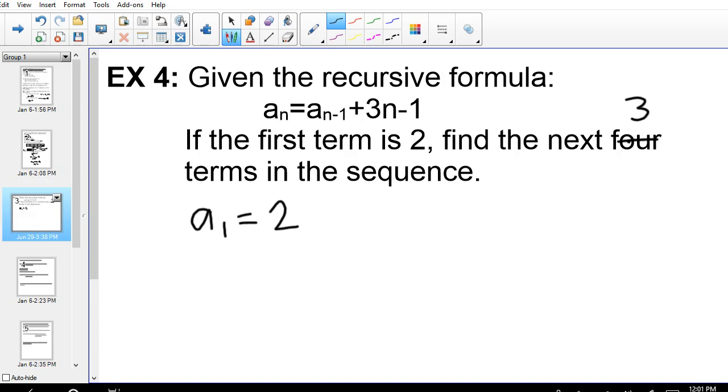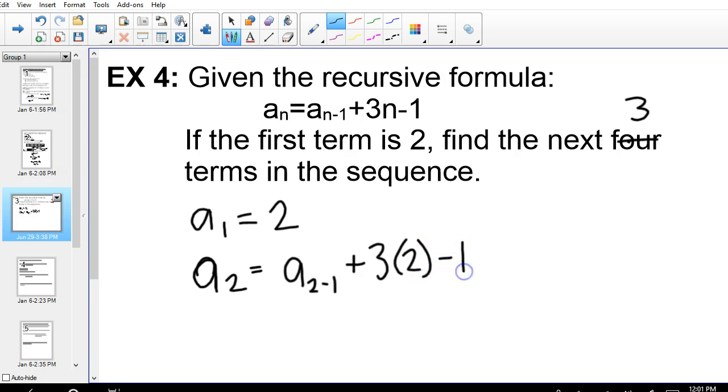I've already got a sub 1. Now I need to know a sub 2. So I'm going to say a sub 2 equals, and I'm going to plug in 2's everywhere there's an n. So I'm going to have a sub 2 minus 1 plus 3 times 2 minus 1. Everywhere I see an n, I plug in a 2. And a sub 2 minus 1 gives me a sub 1, plus, I'm going to go ahead and do this as 6 minus 1.